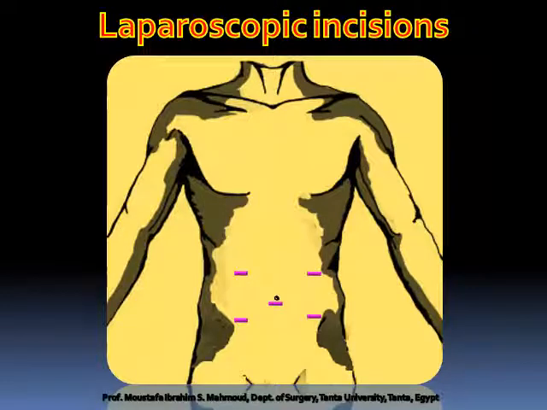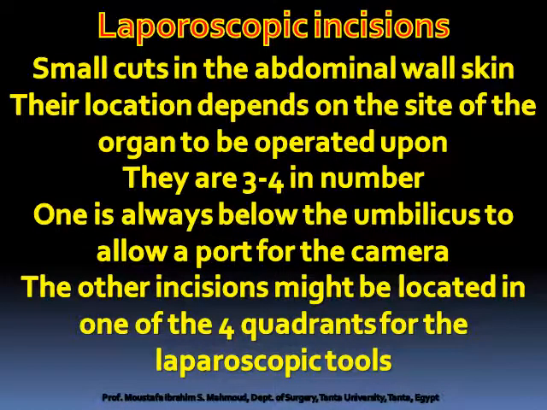Laparoscopic incisions. They are small cuts in the abdominal wall skin. Their location depends on the site of the organ to be operated upon. They are 3 to 4 in number. One is always below the umbilicus to allow a port for the camera. The other incisions might be located in one of the 4 quadrants for the laparoscopic tools.